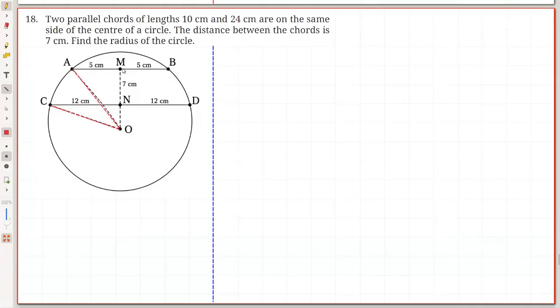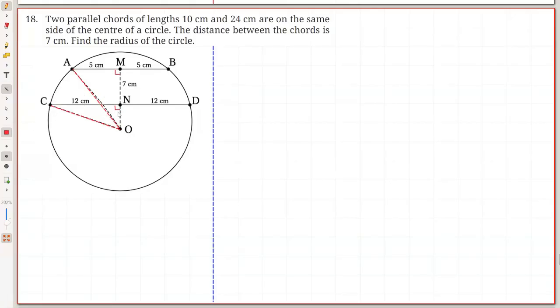If it's a perpendicular, we know that the perpendicular drawn from the center to the chord bisects the chord. So AB is 10, which means this is 5 and this is 5. CD total is 24, therefore this is 12 and this is 12. By the construction, this is one 90 degree angle and this is another 90 degree angle, so I'm getting two right angle triangles.